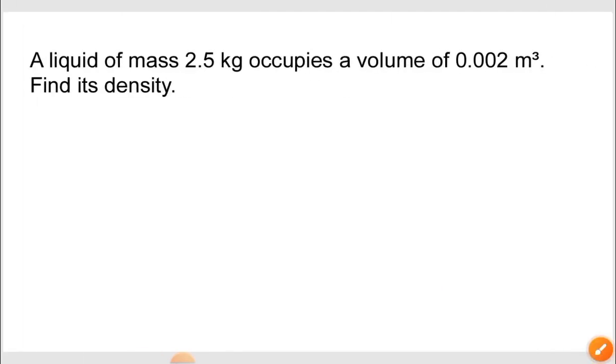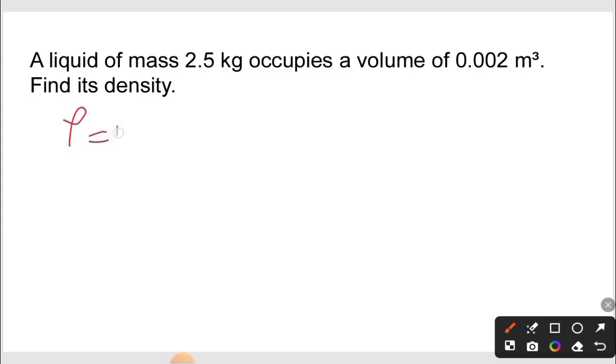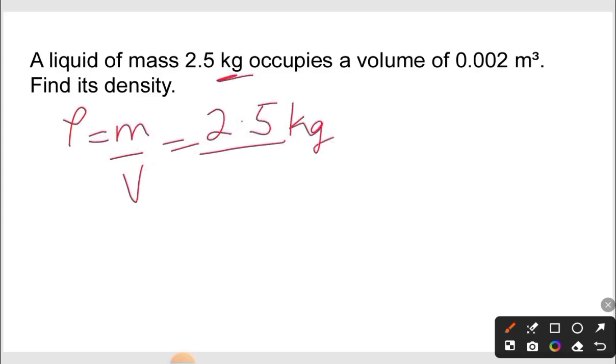Now try this one. You can pause the video and then try this. A liquid of mass 2.5 kilogram occupies a volume of 0.02 meter cube. Find its density. How do you find the density? Same approach. Density equals mass over volume equals 2.5 kilogram. Remember, as I said, since this is in kilogram, this is in meter cube, there's no need to do any conversion.